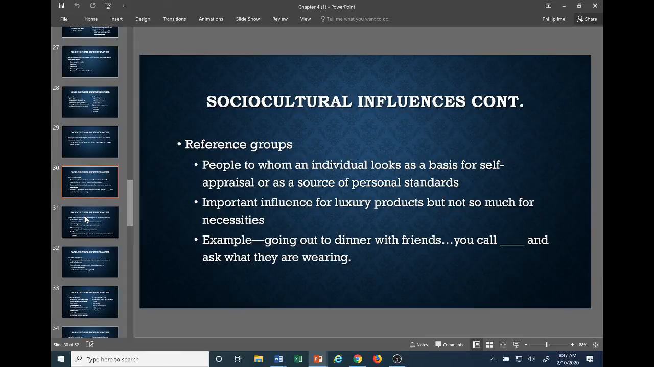So, why do we think that this would be an important influence for luxury products, but not so much for necessities? Well, beggars can't be choosers, so if you're only focused on the necessities, you're not going to be too concerned about what your friends are wearing. Right, you're just more worried about being able to obtain those necessities and just keep on moving on with it. And obviously, with luxury products, you're going to be concerned with what your friends are doing. You want to kind of be in with the fads and the trends and stuff of that sort.